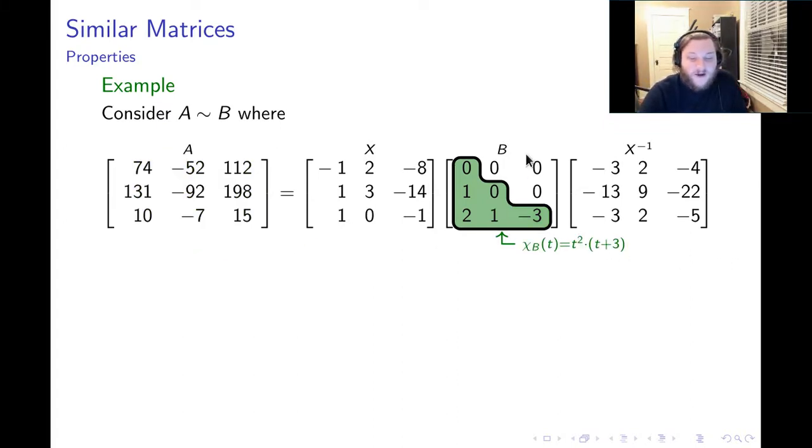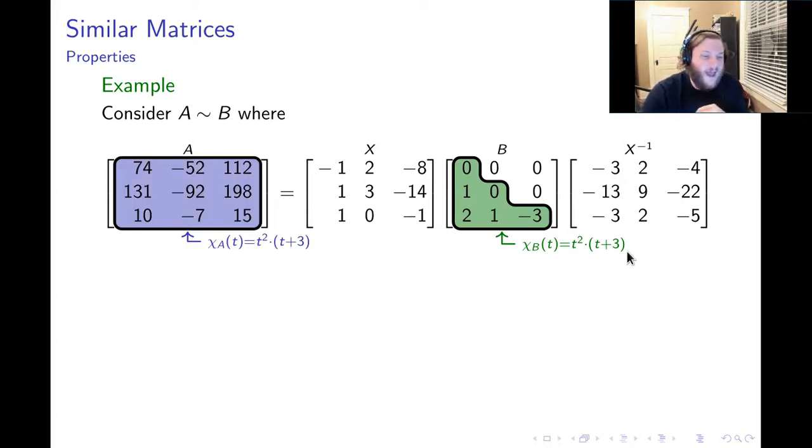I can also calculate the characteristic polynomial of B quite easily. Remember, the characteristic polynomial is the determinant of the characteristic matrix. So that's the determinant of T times the identity minus the matrix. And since B is lower triangular, that's a very simple calculation. We end up with T squared multiplied by T plus 3. Well, similar matrices always have the same characteristic polynomial, so A has the same characteristic polynomial, T squared times T plus 3.